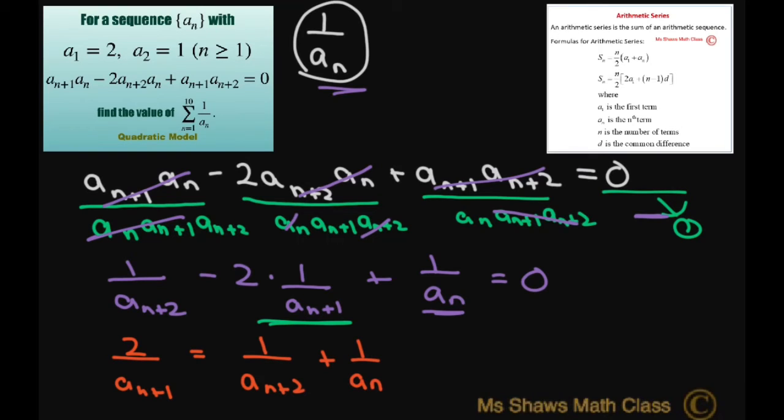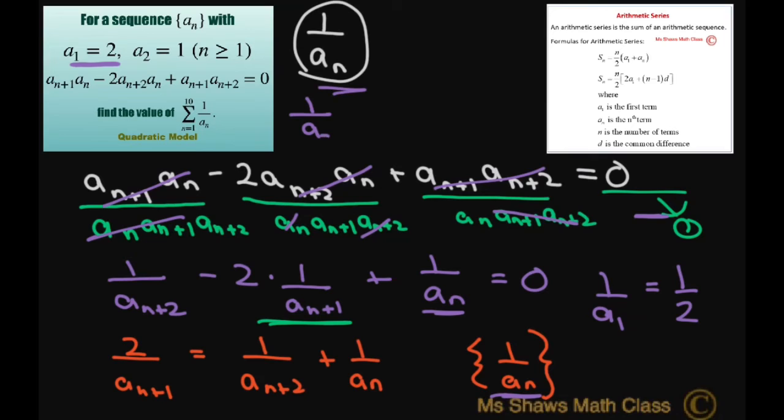Looking at this sequence, we have 1 divided by a sub n. That's an arithmetic sequence with the first term being 1 divided by a sub 1, which equals 1 divided by 2. Our common difference is going to be 1 divided by a sub 2 minus 1 divided by a sub 1. Well, a sub 2 is just 1, so that gives you 1 minus 1/2, which equals 1/2. So that's your common difference.